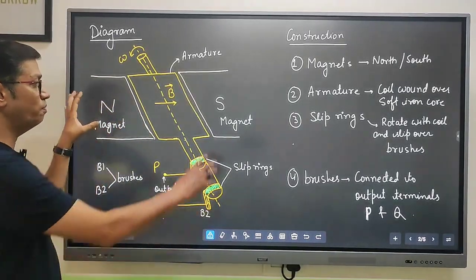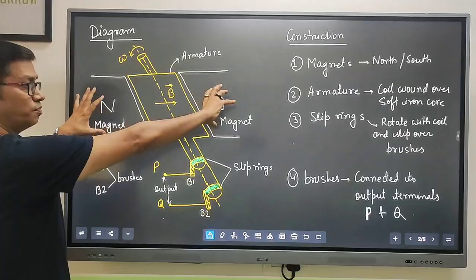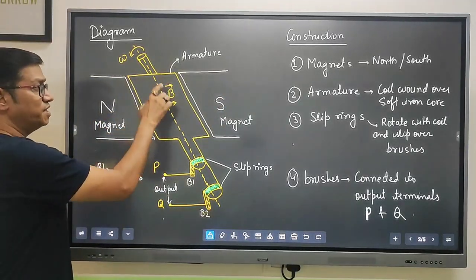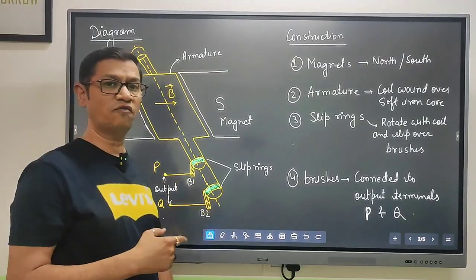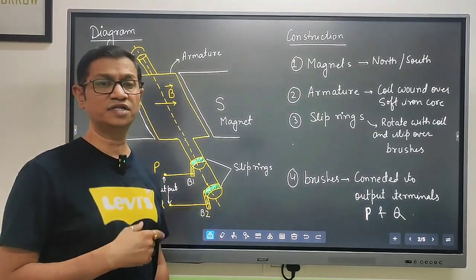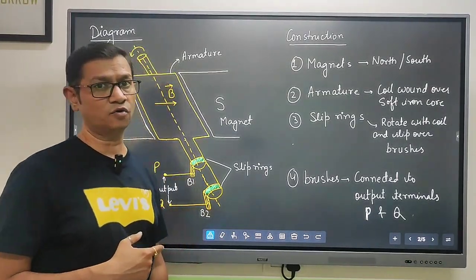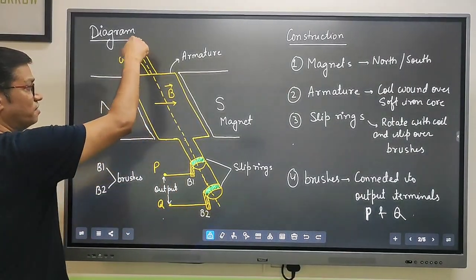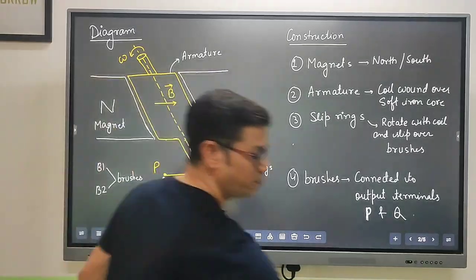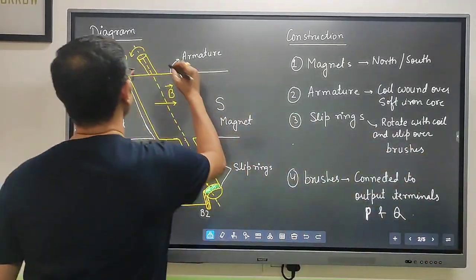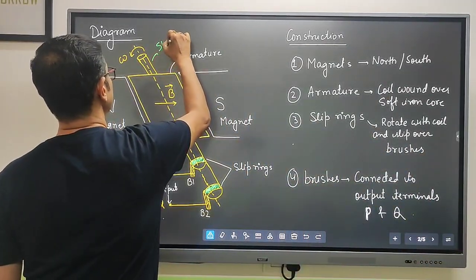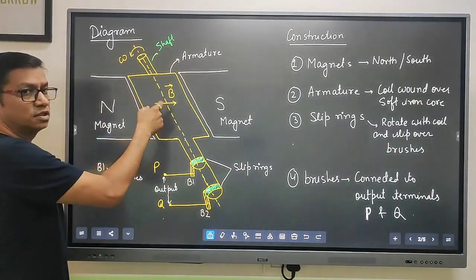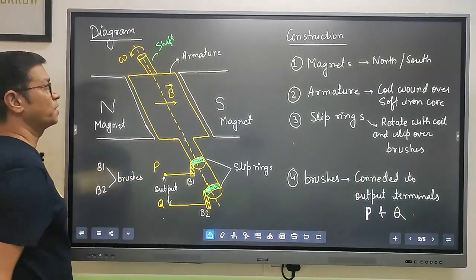So to start with, there are two magnets, north pole and south pole like this, and between those two magnets there's an armature. This armature is nothing but a coil of many turns wrapped on a soft iron core. So this becomes our armature, and this armature has a shaft. This shaft can be used to rotate this coil continuously between those two magnets, north and south.